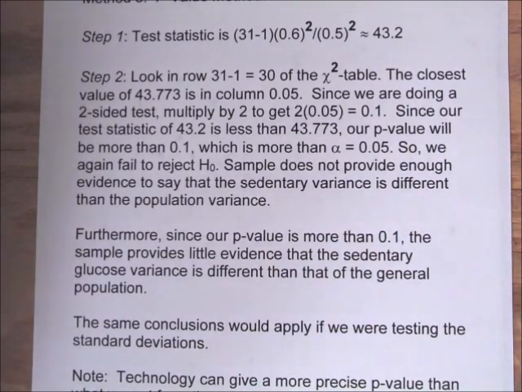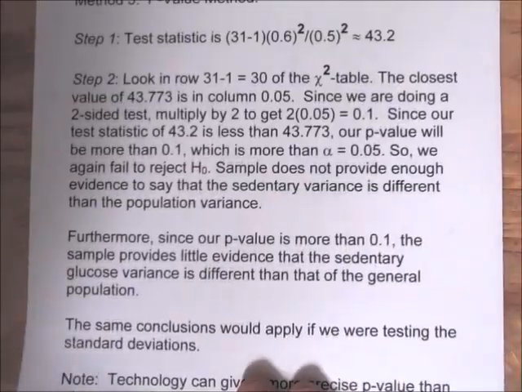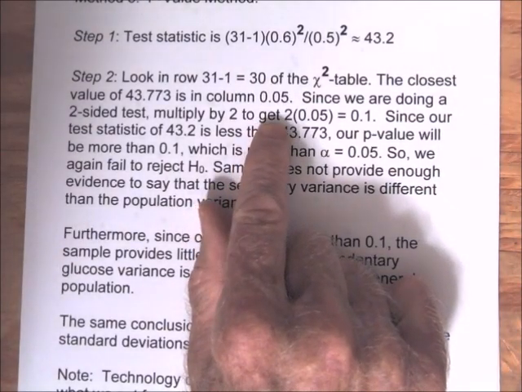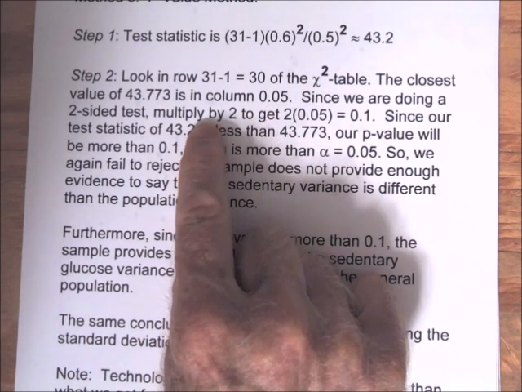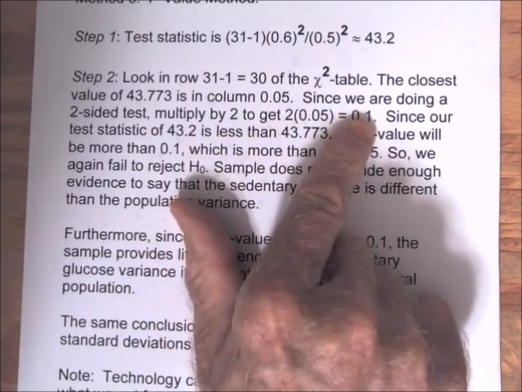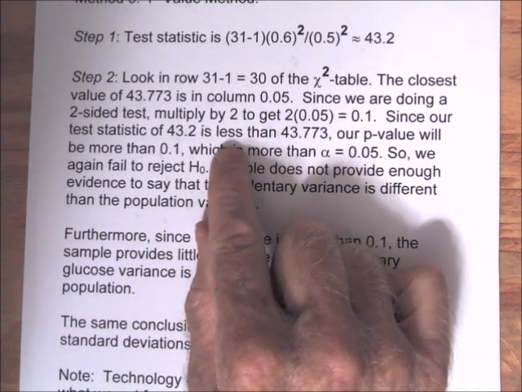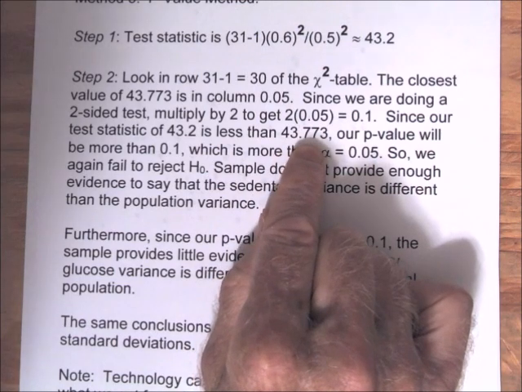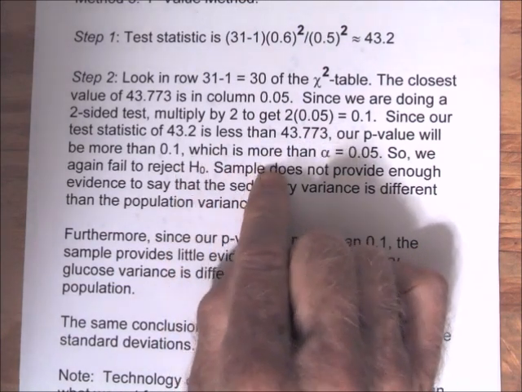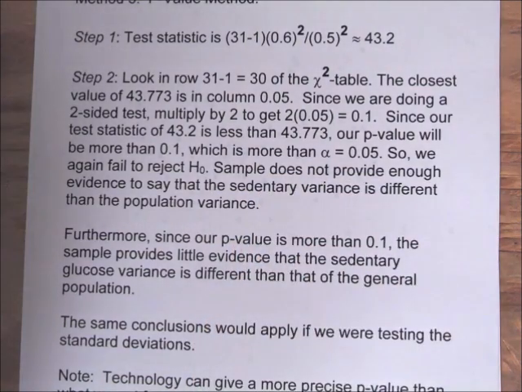P-value method, again, the test statistic is 43.2. We want to look in row 30 of the chi-square table, n minus 1 is 30. And the closest value is in column 0.05. And since we're doing a two-sided test, we multiply by 2 to get 0.1. And our test statistic is less than the number in the table, so our p-value is actually going to be more than 0.1. So again, we fail to reject H0, and the sample does not provide enough evidence.